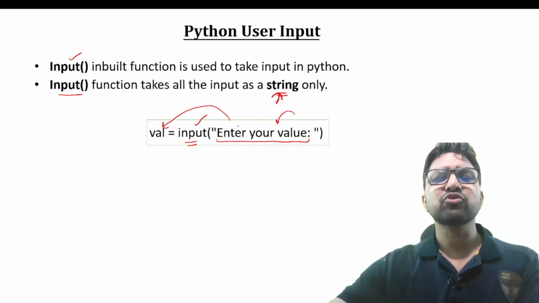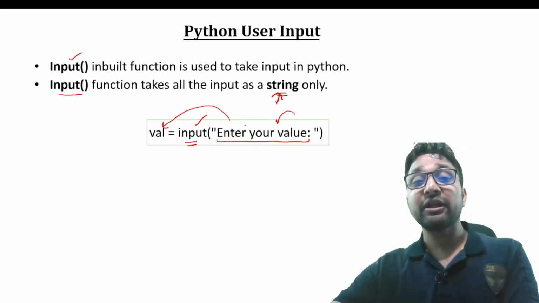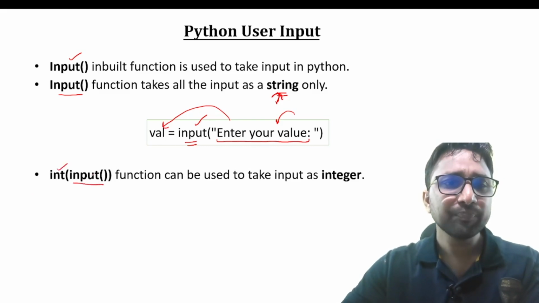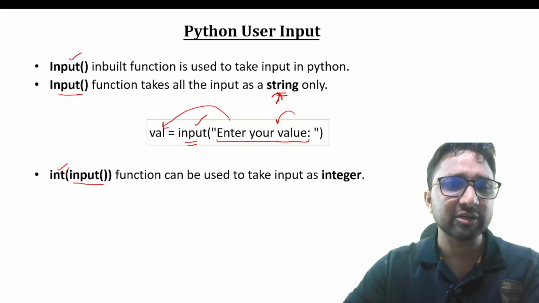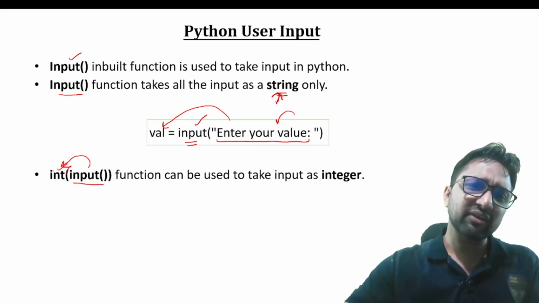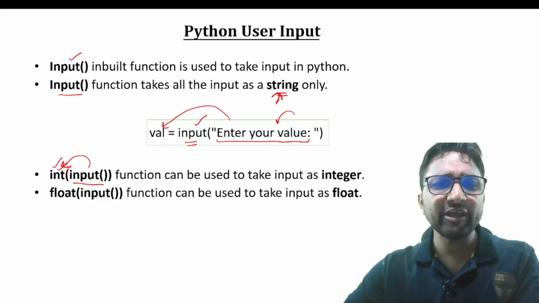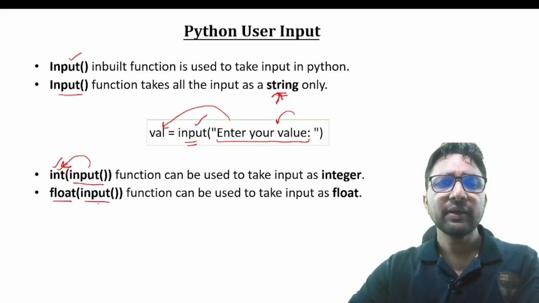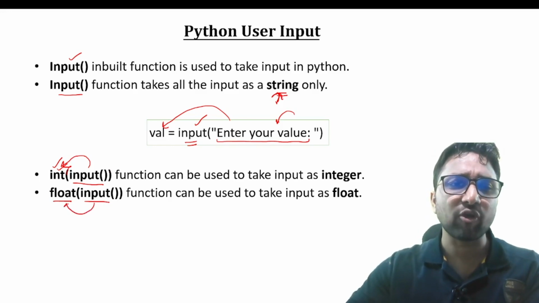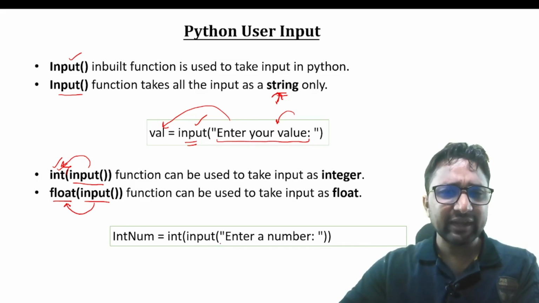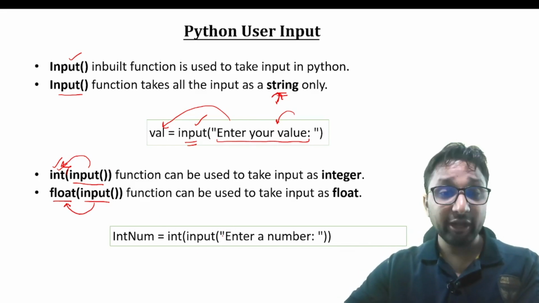But still, if you want to take the input in any other format, maybe integer, then you can use the int function. You can take the input and put it inside the int function, so the string gets converted into an int. We take the input as a string, but we convert it into an integer, or we can convert it into a float by using the float constructor function.